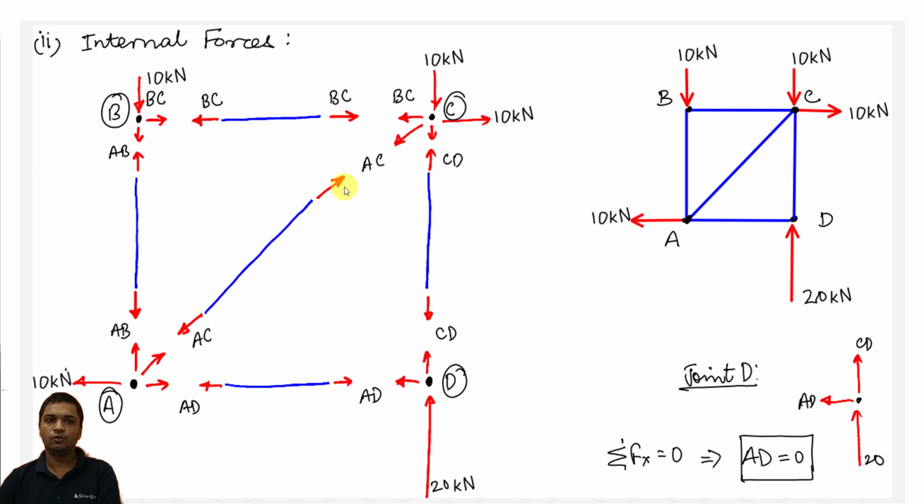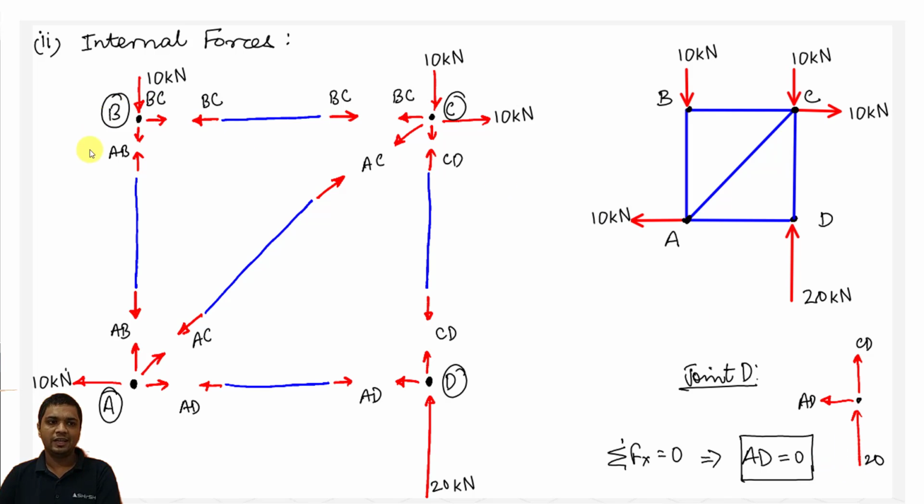Now let's see the internal forces. After getting the reaction, we have kept the reaction here and applied force here, and this is the diagram of member forces, each member force that has been resolved. So let's start with the D point. At D point, here we are having CD, here it's minus 20 kilonewton, and AD equals to 0 because we don't have x direction forces, right? And Dy equals to 20 kilonewton, that we already did.